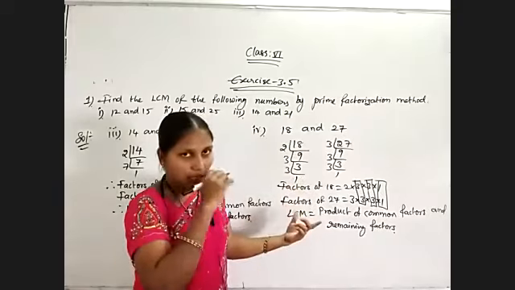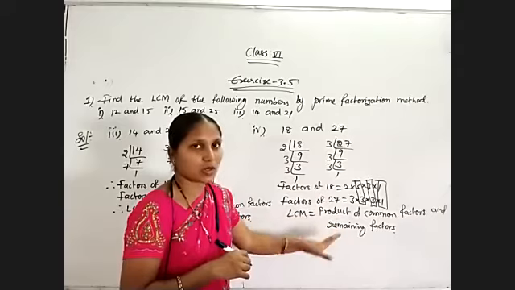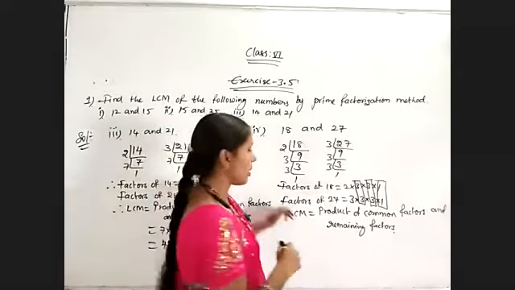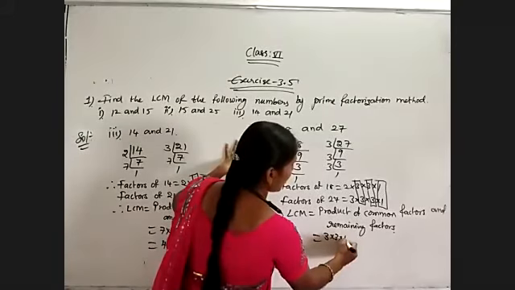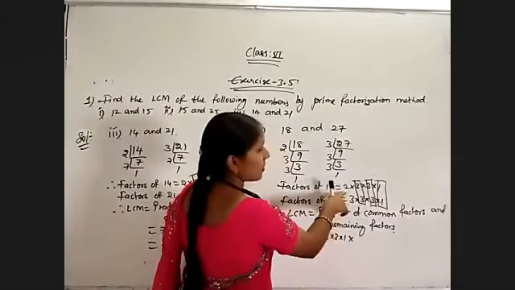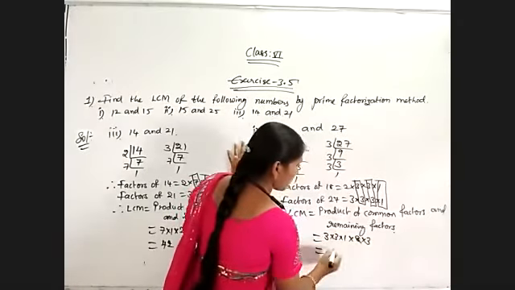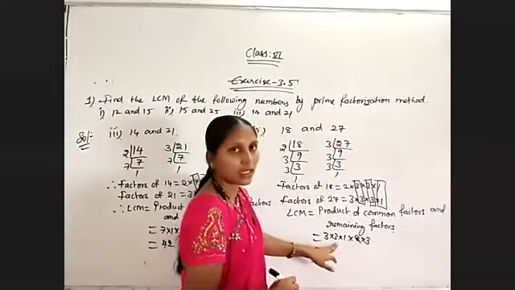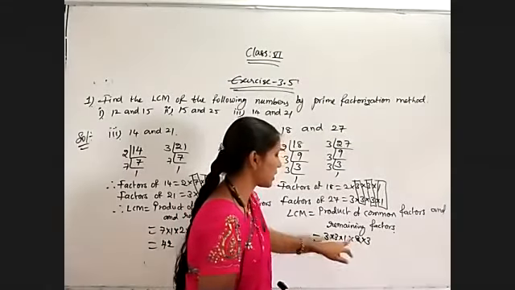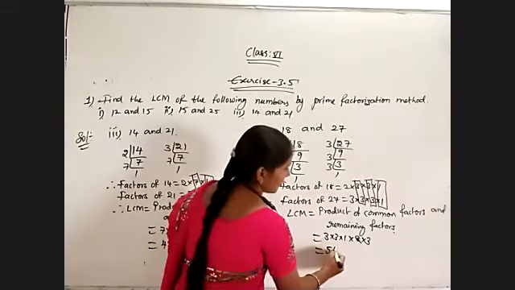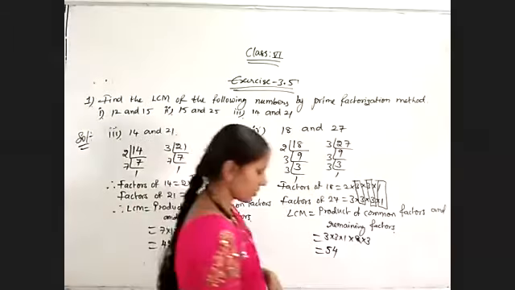In case of LCM, we need to multiply the remaining factors also. That's the only difference. Now coming to the common factors, 3 into 3 into 1. And the remaining factors in the first number is 2 and in the second number is 3. So 2 into 3. 3 3s are 9. 3 2s are 6. 9 6s are 54. So the LCM of those numbers is equal to 54.